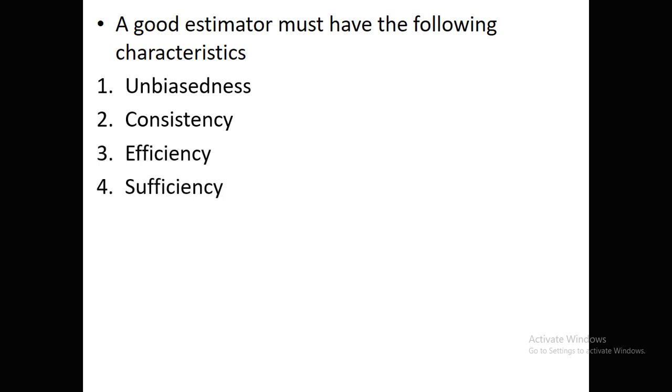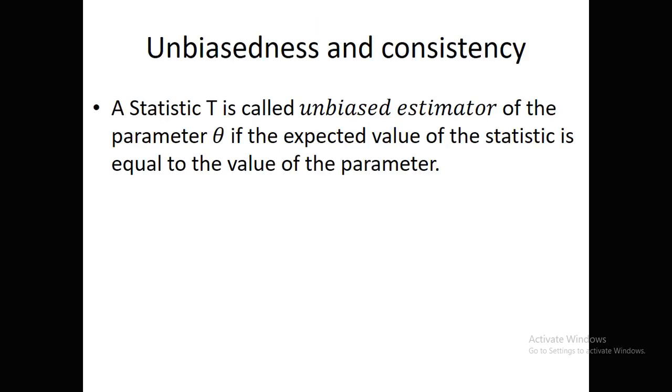Our main focus will be unbiasedness. So what is unbiasedness? A statistic capital T. What is capital T? It's a statistic. And what is a statistic? A statistic is any measure of the sample, in this case, a sample of size small n. The statistic capital T is called an unbiased estimator of the parameter theta if the expected value of the statistic is equal to the parameter. In mathematical terms, expected value of T equals theta.